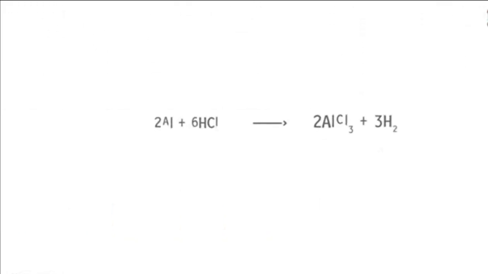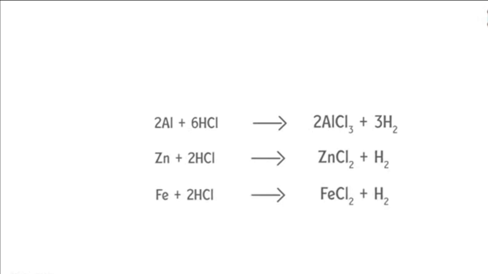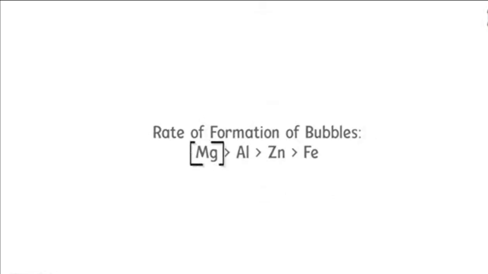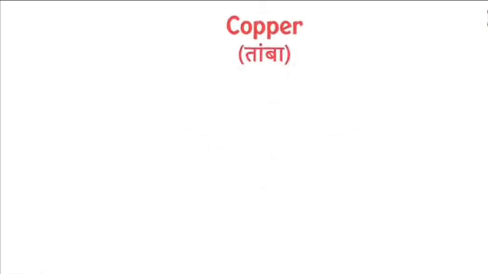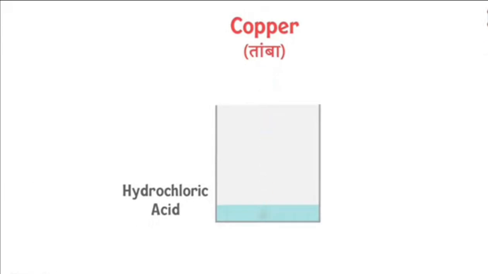The same is the reaction with aluminium, zinc and iron. They form chlorides and hydrogen gas. The rate of formation of bubbles is maximum in the case of magnesium. Now we'll discuss the case of copper. Copper does not react with hydrochloric acid.